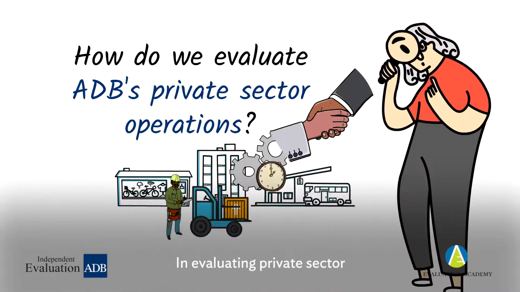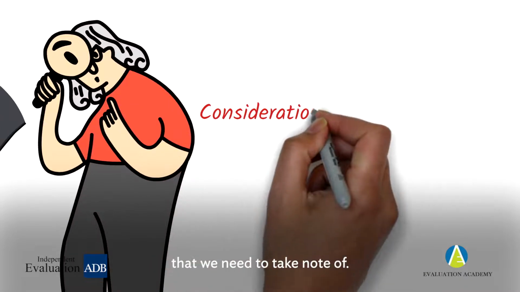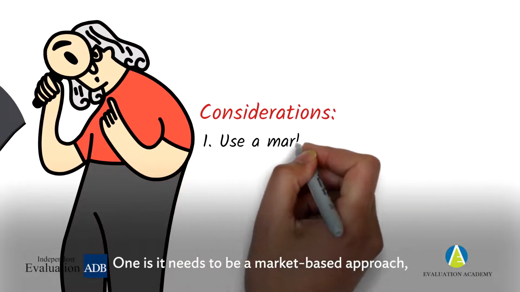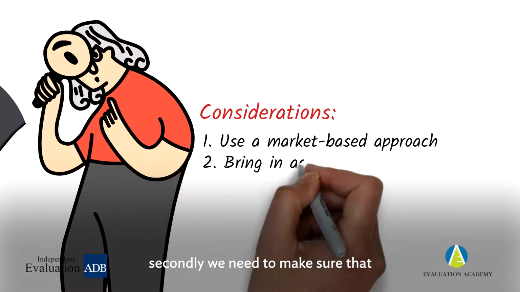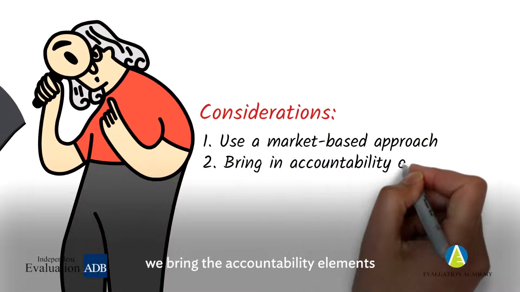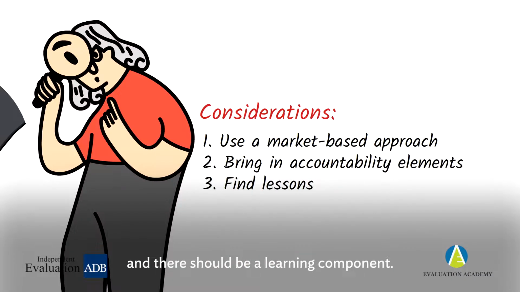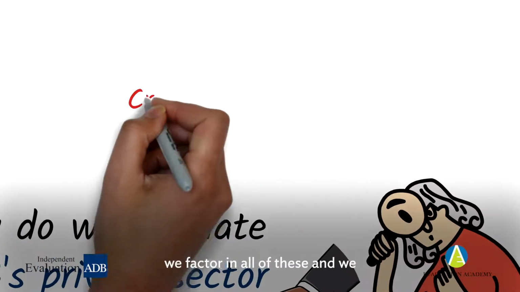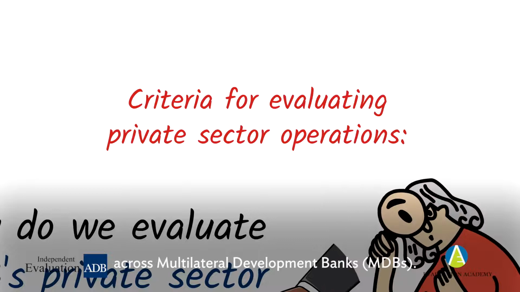In evaluating private sector, there are important considerations that we need to take note of. One is it needs to be a market-based approach. And secondly, we need to make sure that we bring the accountability elements in the evaluation, and there should be a learning component. So in evaluating private sector, we factor in all of this and we have come up with a harmonized approach across MDBs.